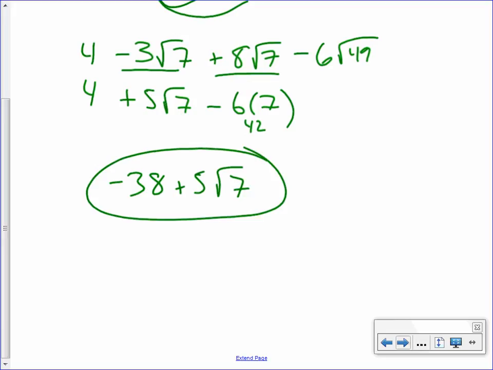Okay. It can be 5 root 7 minus 38 or the other way around. Commutative property covers you. Yay!